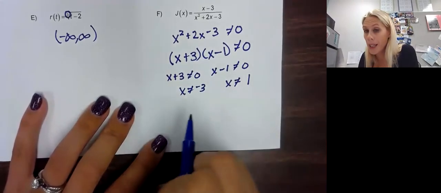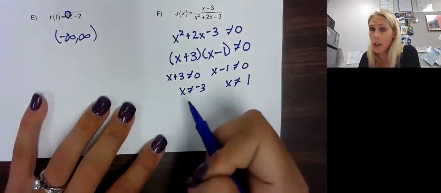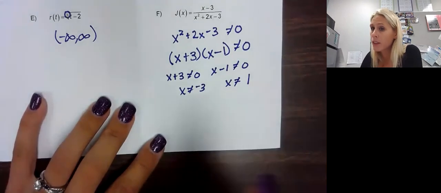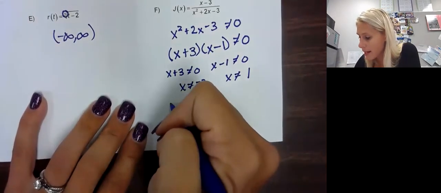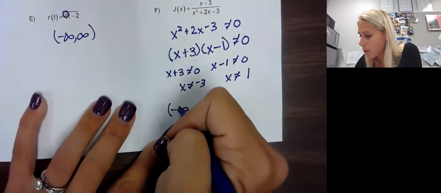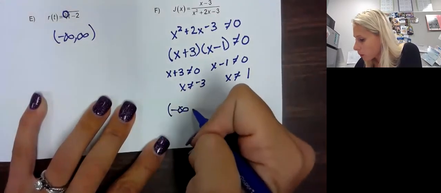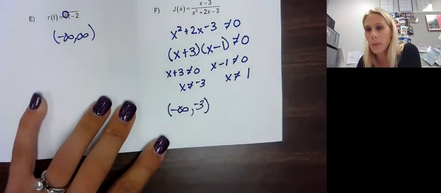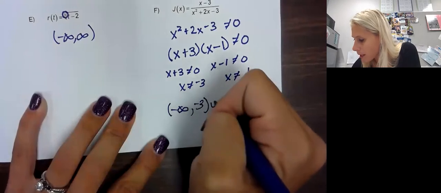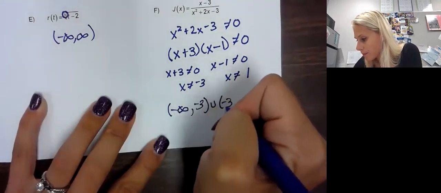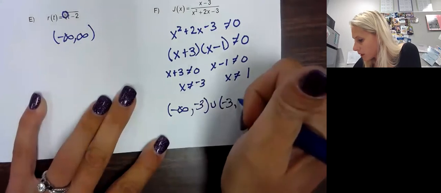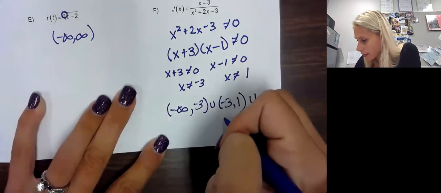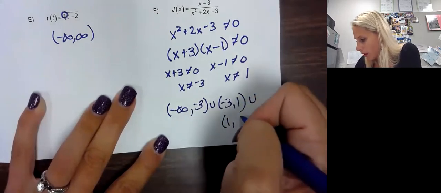All right, so be careful when this happens to be in the correct order for me, right? -3 is smaller than 1. Be careful if it's flipped, because we always start with negative infinity. And what we're going to do is go to the lowest number, which in this case is -3. Remember, we're not including it, so it's going to be a parentheses. Then we're going to start with that number, go to our next one, which in this case is 1, and then start with that one and go to infinity.